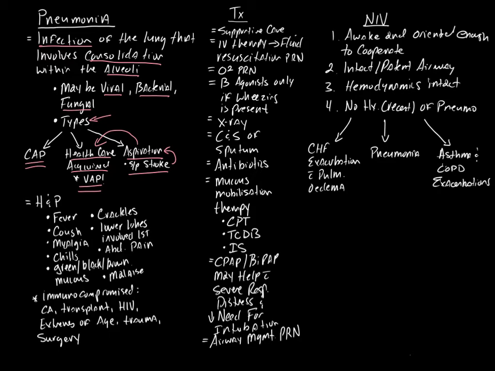Cool. Okay, and there's another type of pneumonia called atypical. I'll just throw that in. Atypical pneumonia. Some people call this walking pneumonia. And this tends to have a slower, more insidious onset.